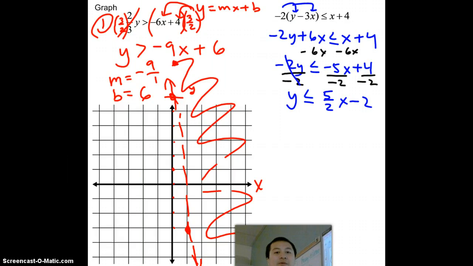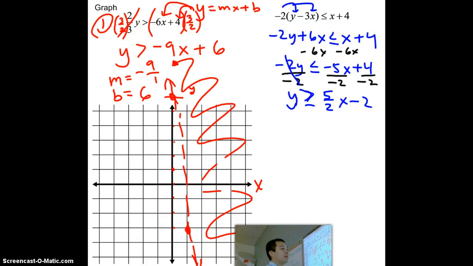Hopefully you caught the mistake right there. Did you guys see that? Take a look right here. What did I do wrong? Remember, every time you multiply or divide by a negative number, you have to flip the inequality. So right there, I did multiply and divide both sides by negative 2. Yeah, I did not flip the sign. So take a look. I have to erase that and flip the sign to be greater or equal to.